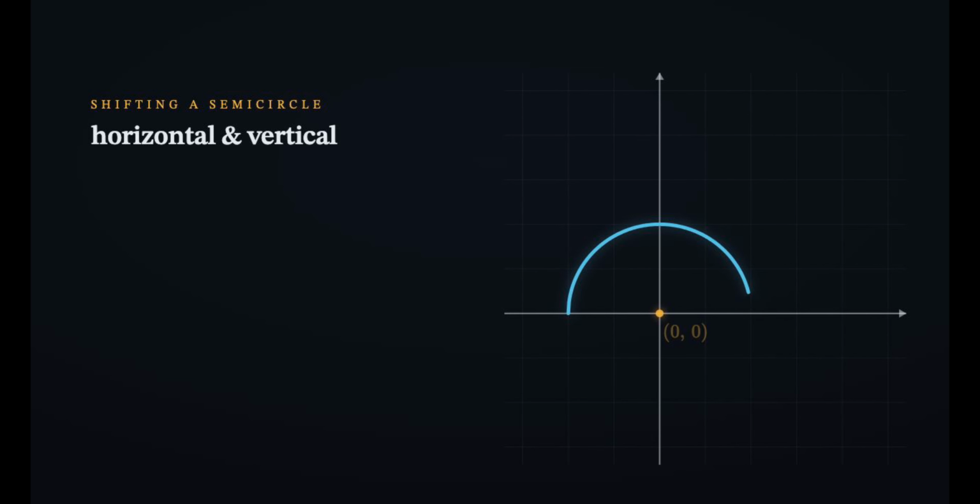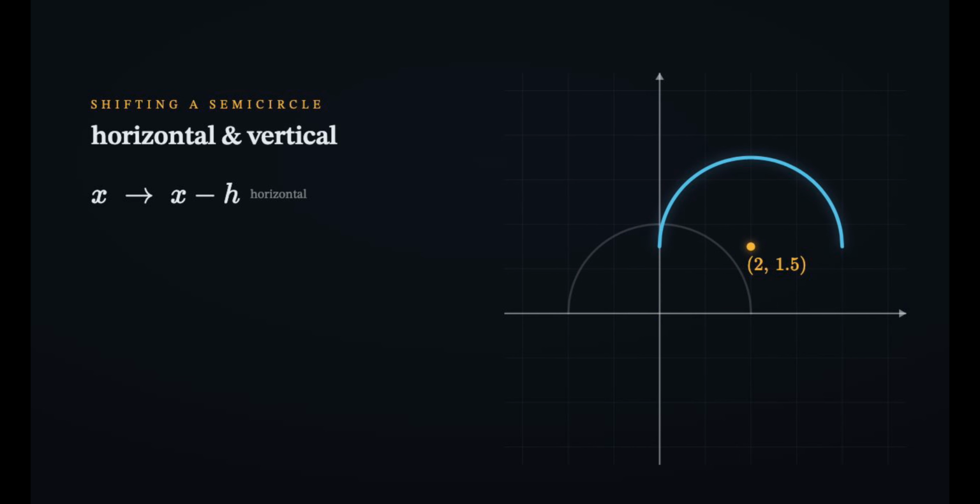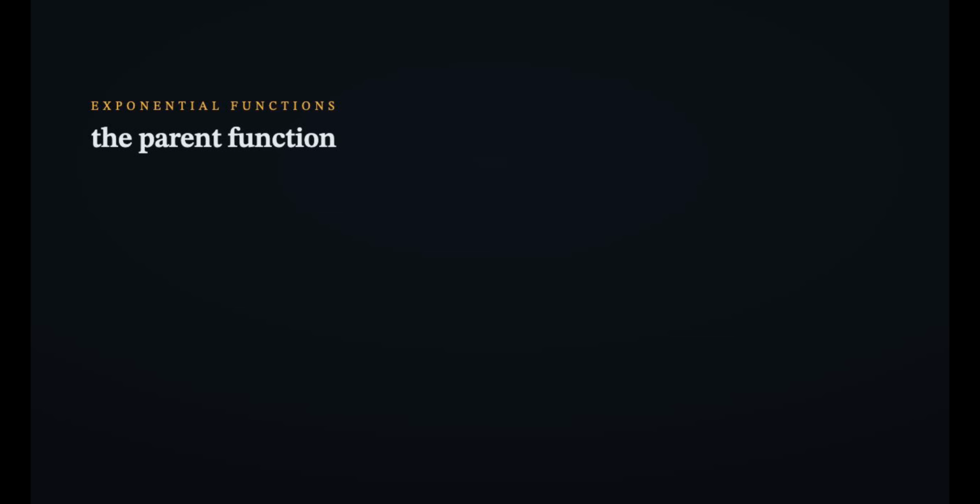You can do horizontal and vertical shifts for semicircles too by replacing x with x minus h and y with y minus k. Again, you don't need to do dilations because you use the radius instead. Now let's look at exponential functions.